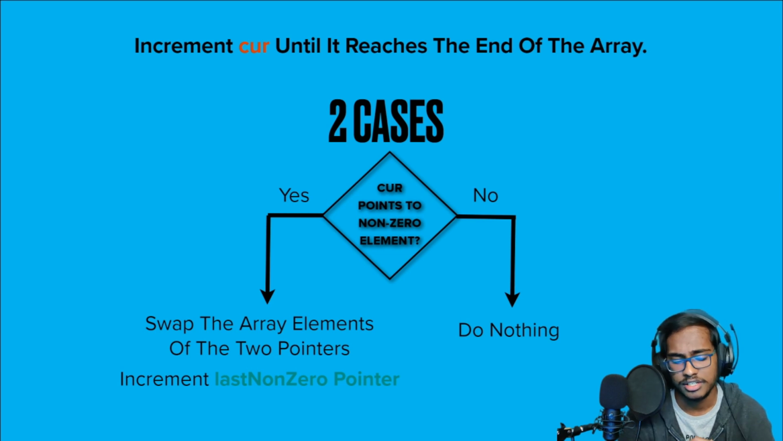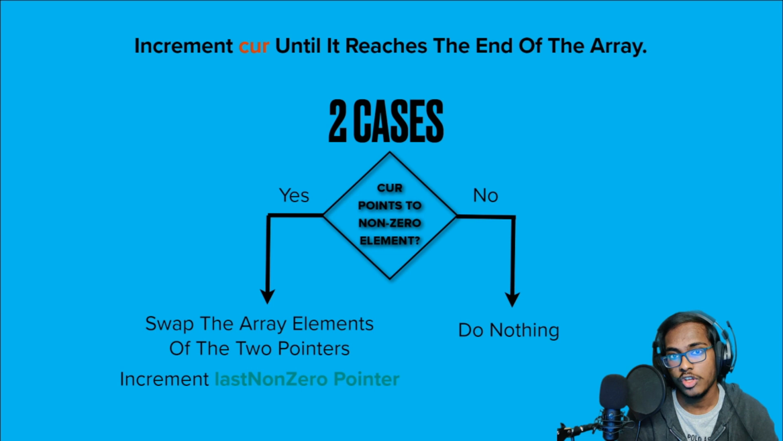You just increment cur. Whereas if cur points to an index which does not contain a 0, in that case we are going to swap the array elements of the two pointers, namely cur and last non-zero. After that is done, we are going to increment the last non-zero pointer.